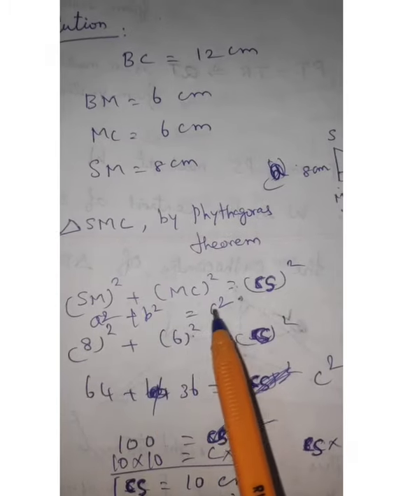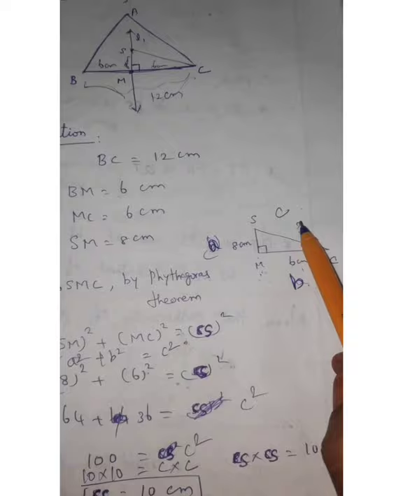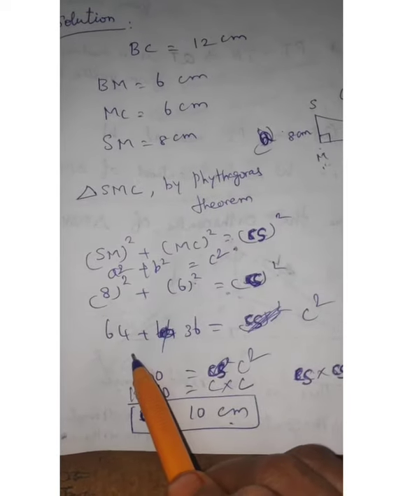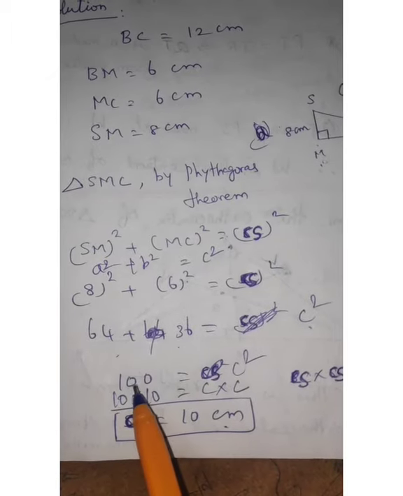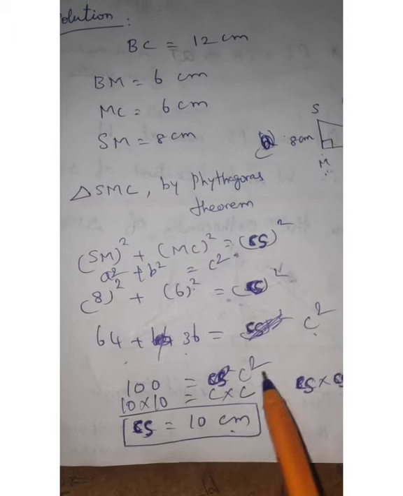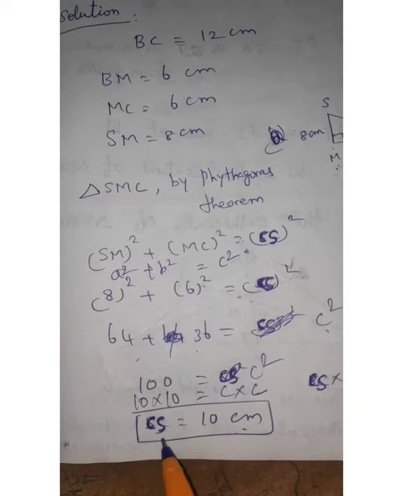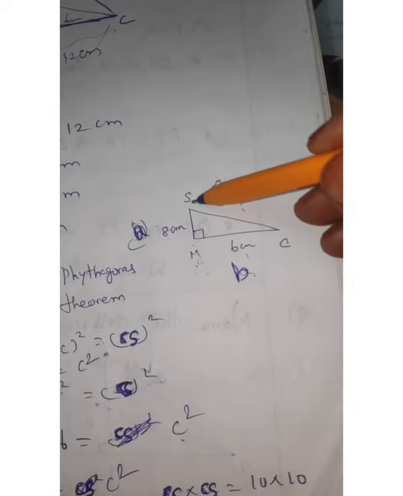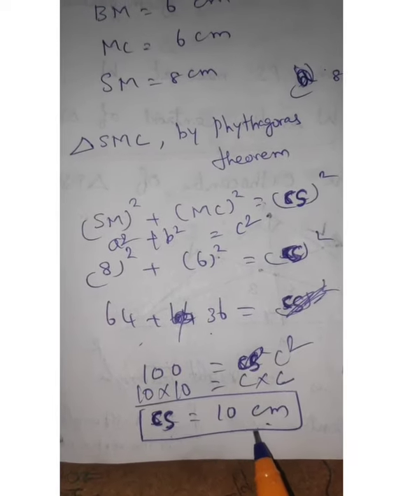A squared plus B squared equals C squared. 8 squared plus 6 squared equals C squared. 8 eights are 64, 6 sixes are 36. Adding the two, 100 equals C squared. 10 into 10 equals C into C. The C value equals 10 centimeter. The side denoted by C is CS. Therefore, the distance CS equals 10 centimeter.